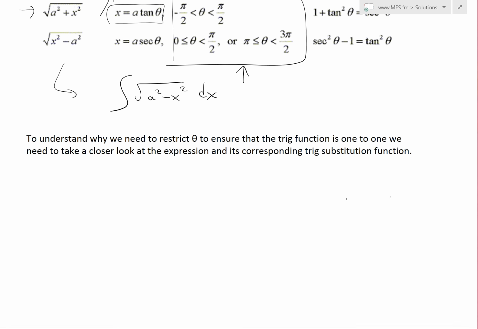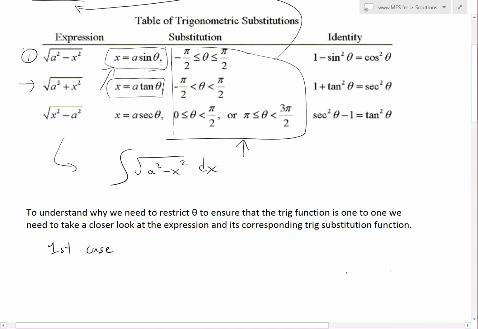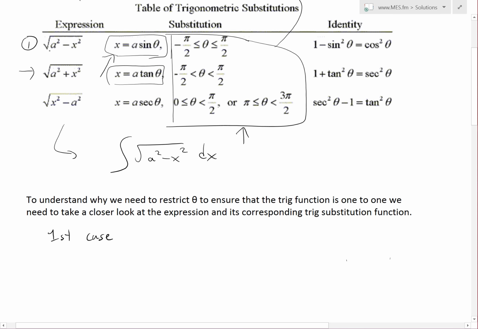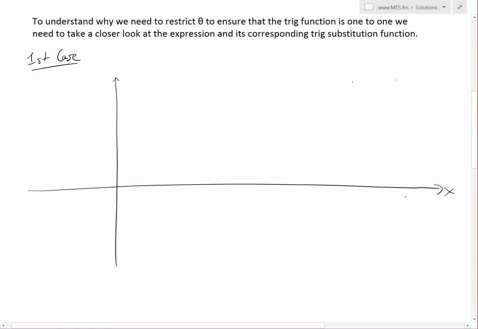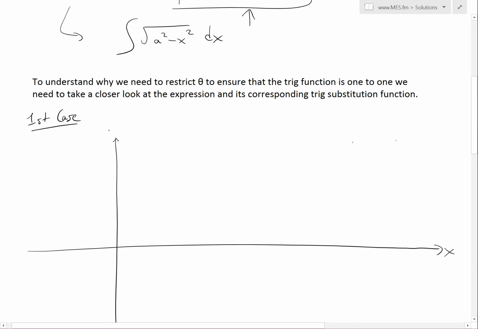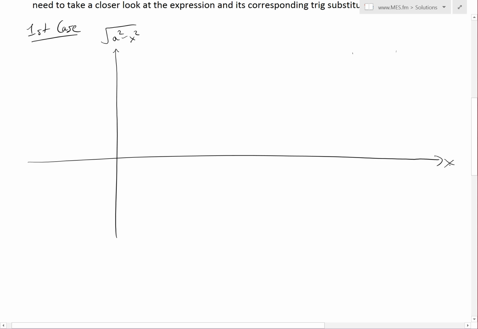So when we take a closer look at this, let's look at the first case, when we have the square root of a squared minus x squared. If we were to draw a graph like this, where this is the y-axis, we'll write this as the first case: square root a squared minus x squared. So at this point, let's say when x is equal to 0, then this just cancels out, and we're left with a squared under the root, which is a.